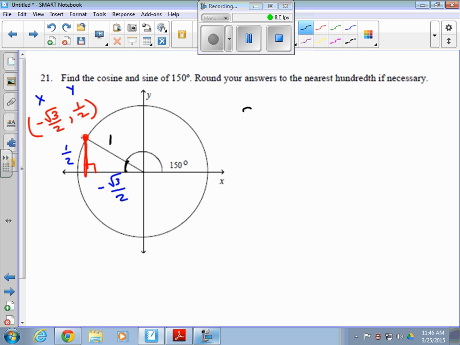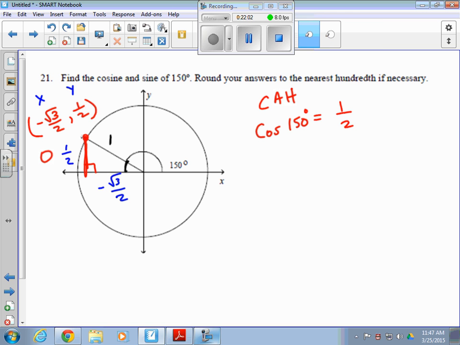So if we do cosine first, since that's what it asked for first, the cosine, C-A-H, CAH, the CAH part. The cosine of 150 degrees equals 1/2, or the y value, the opposite, this one here, 1/2 over the hypotenuse 1. So the cosine of 150 is 1/2.